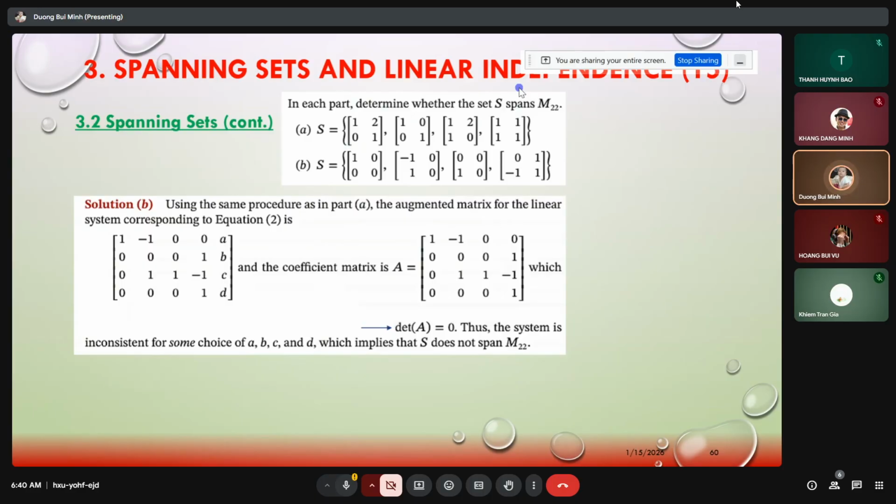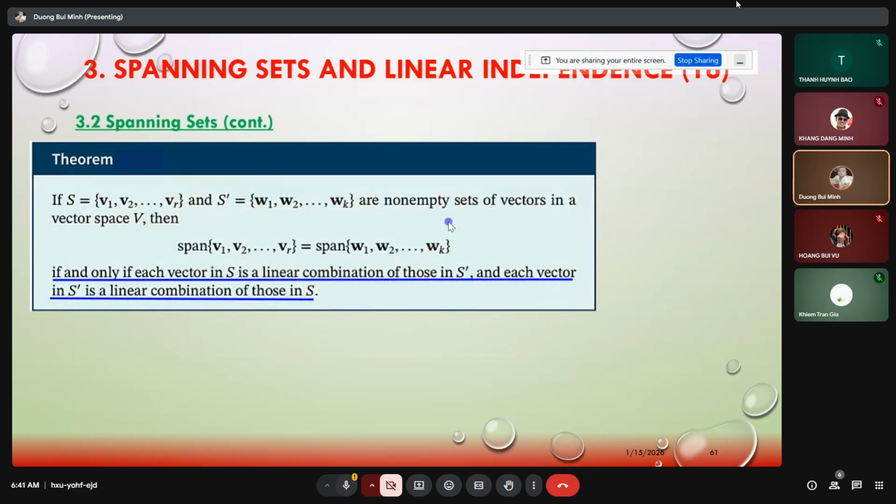Okay, so that's question B. Here, this is the coefficient matrix. And we can recognize that we have the same row 2 and row 3, right? So we can conclude directly that the determinant will be 0, and then S is not a spanning set, right? Easy.